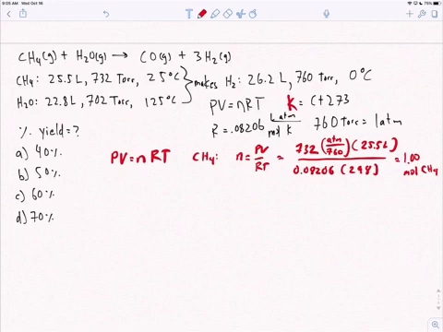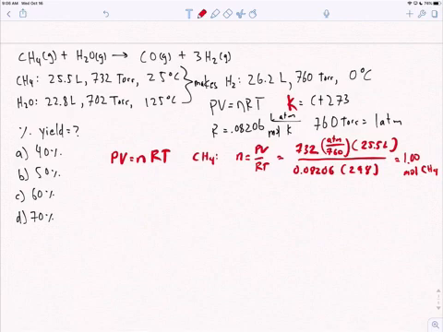So I went ahead and showed you the solution for methane. Methane gives you 1 mole methane. How many moles of hydrogen would that 1 mole of methane make? What does the balanced equation say? 3. It's a 1 to 3 ratio. So that 1 mole of methane would make 3 moles of hydrogen.